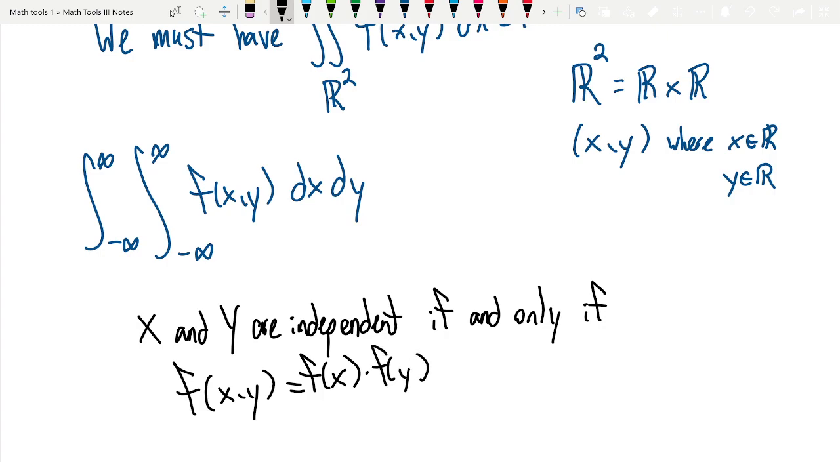If and only if, we'll actually talk about this a little bit next week. These conditional statements, this implies that this is true in both directions. So if x and y are independent, then f(x, y) is equal to f(x) times f(y). And if f(x, y) equals f(x) times f(y), then x and y are independent. So either of them can be the if statement, and either of them can be the then statement.